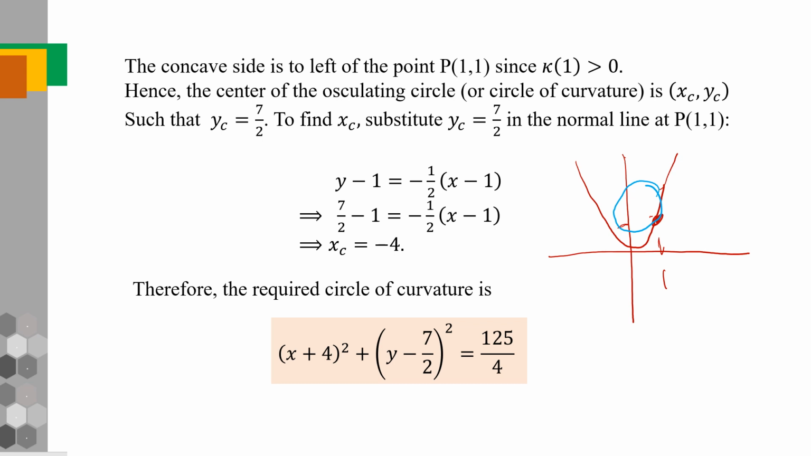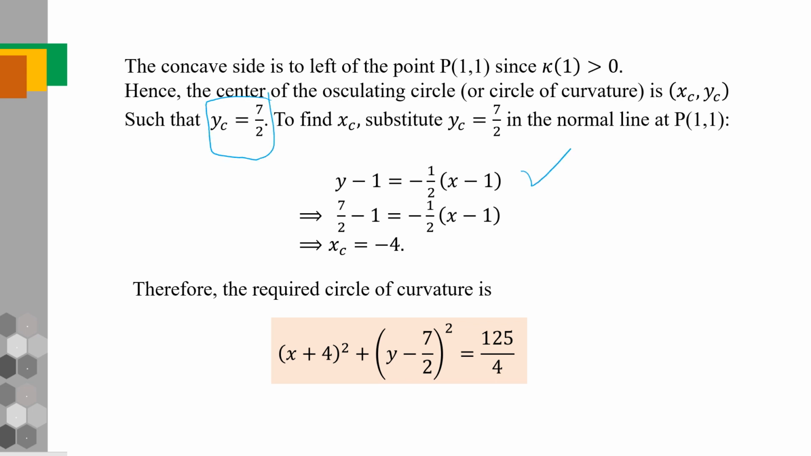Why 7 halves? As you saw earlier, the values for our circle are 7 halves and negative 3 halves. We saw that our circle is above the x-axis, not below. The negative 3 halves is below the x-axis. That's why we only took the y value that is above, so only 7 halves. And to find the x value of the center, we substitute into the normal line.